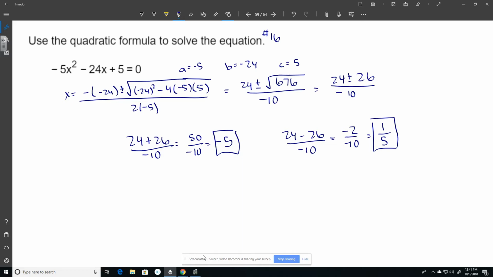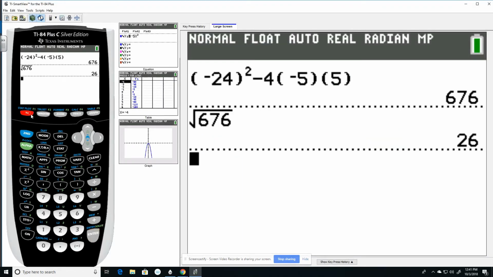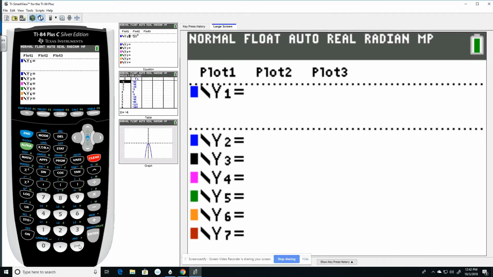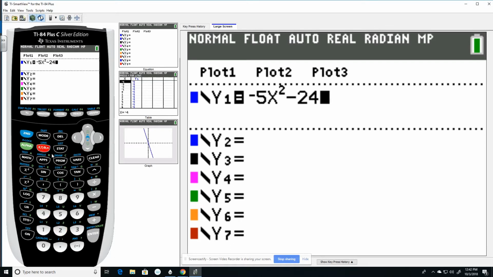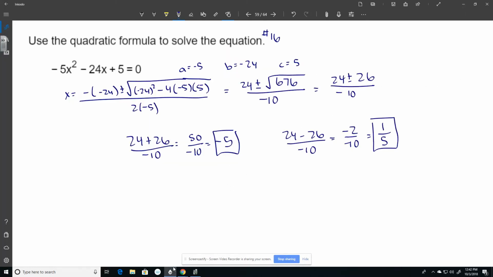And again, if I want to check that on my calculator, y equals -5x squared minus 24x plus 5. When I look at the graph, I want to cross the x-axis at -5 and a little bit bigger than 0.